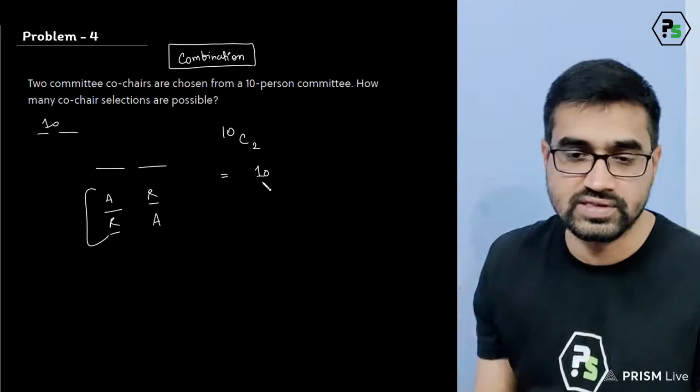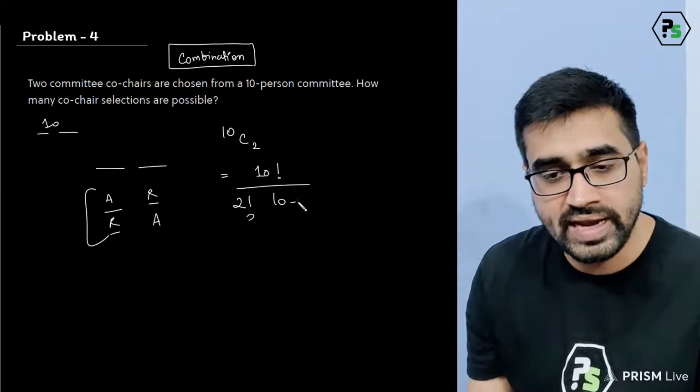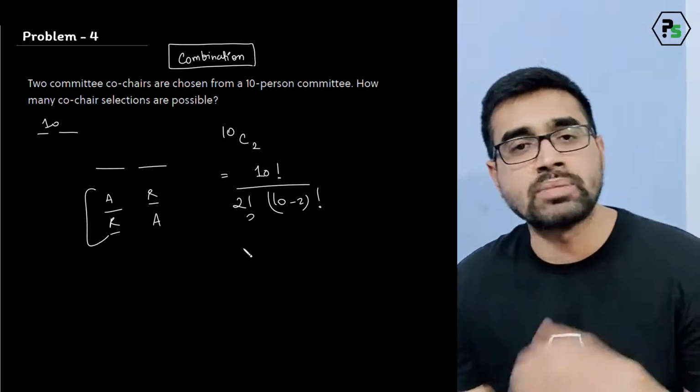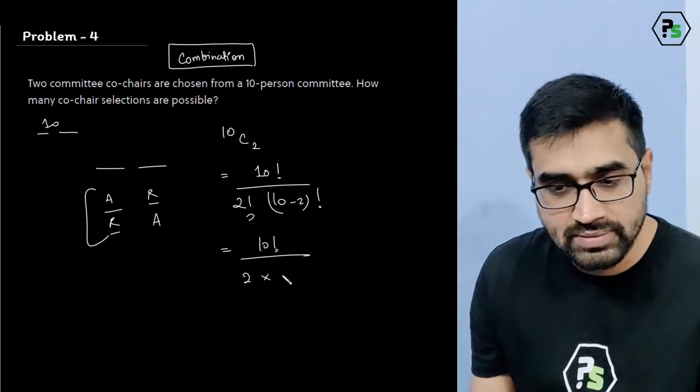That's what the major difference is. Okay, so this is just simple 10 factorial divided by 2 factorial, 10 minus 2 factorial. I have to teach you something extra. Just wait for it. I'll teach you a lot of things. Don't worry. So this is 2 times 8 factorial.